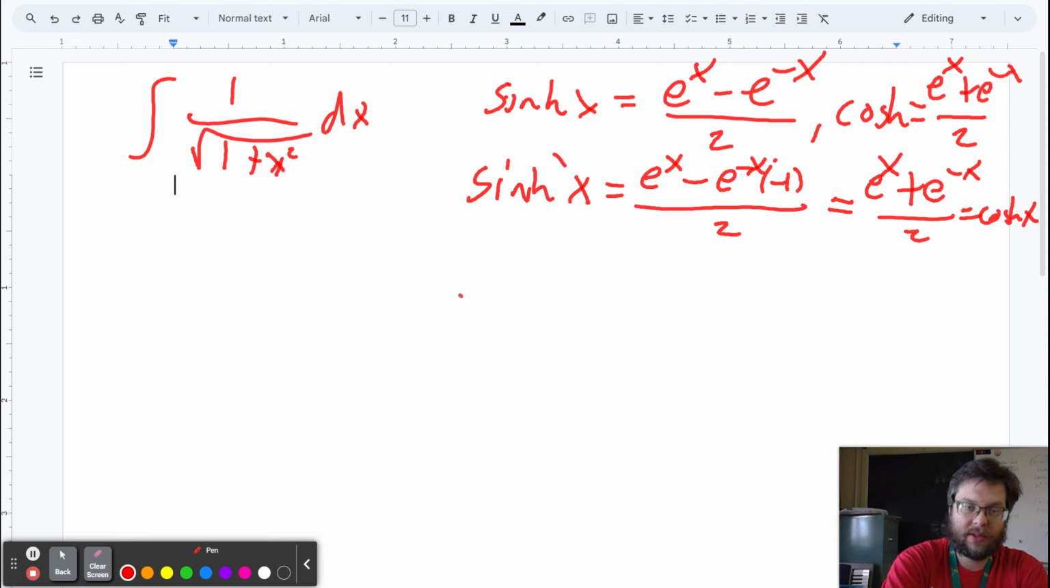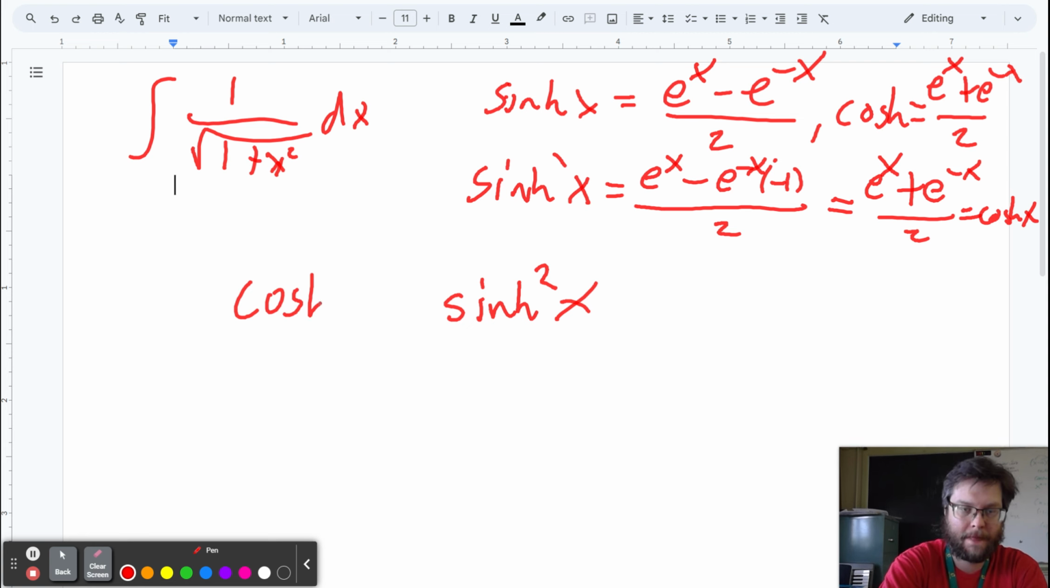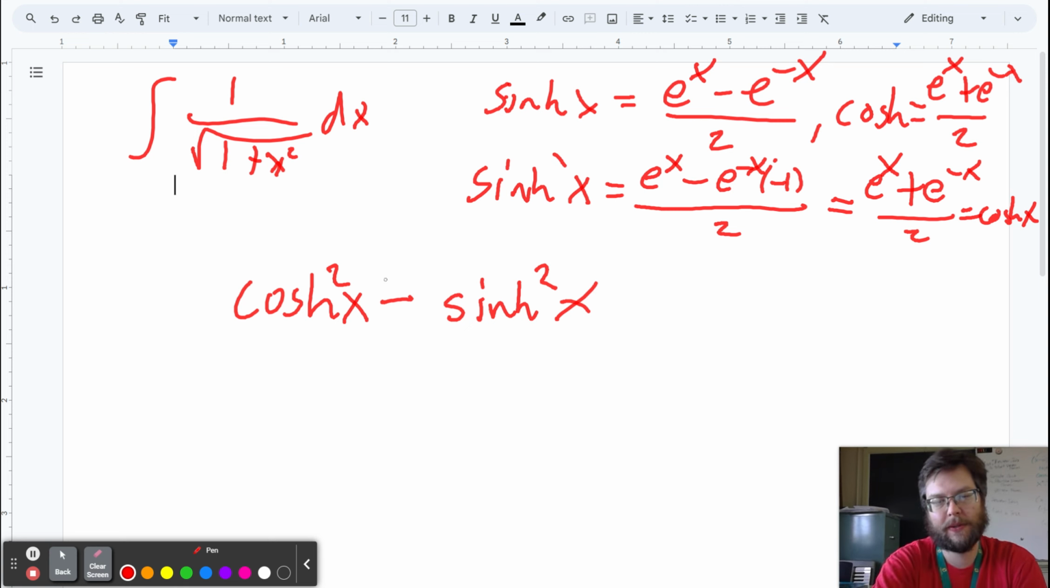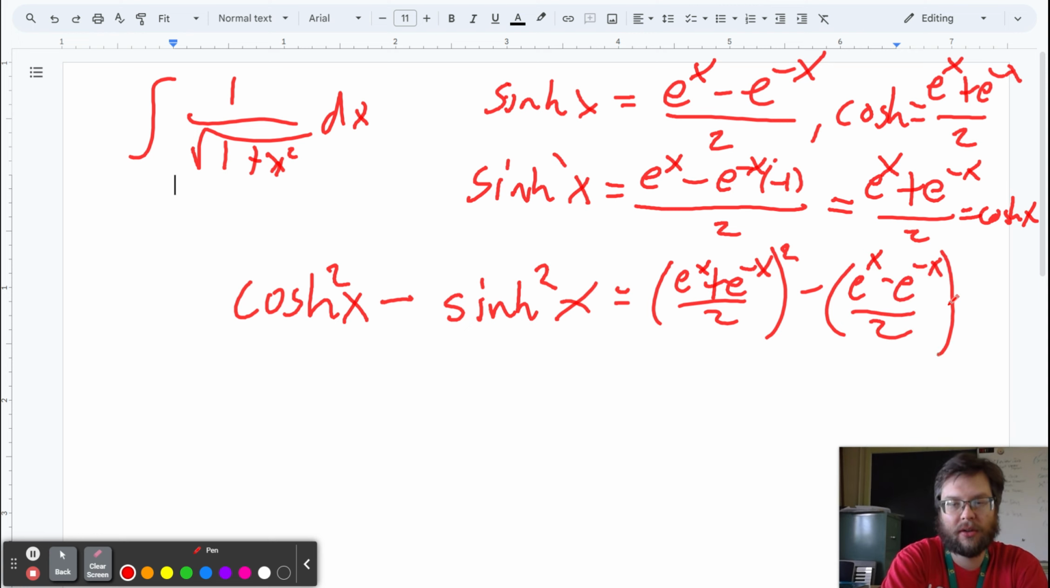If you do sinh squared and cosh squared, we have to do it in a specific order. If we do cosh squared minus sinh squared, we'll get a nice answer. So cosh squared means we're doing e to the x plus e to the negative x over 2, squared. Sinh squared is e to the x minus e to the negative x over 2, squared.